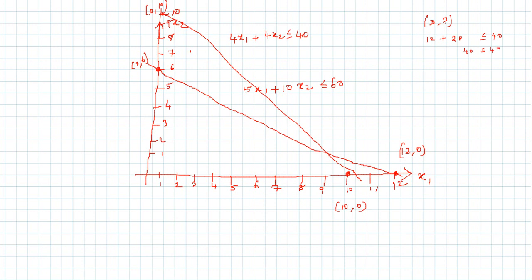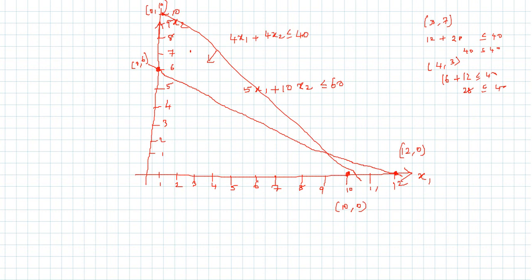If you take another point like (4, 3), then 4 into 4 is 16 plus 12, which is 28, less than or equal to 40. So this will be the feasible region, that is, the downward side will be the feasible region. So the feasible region is like this.